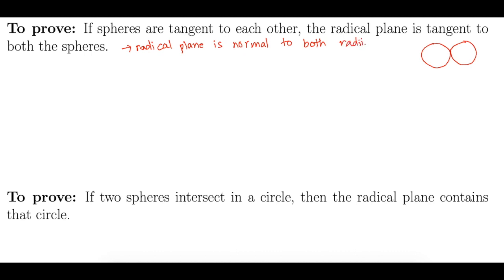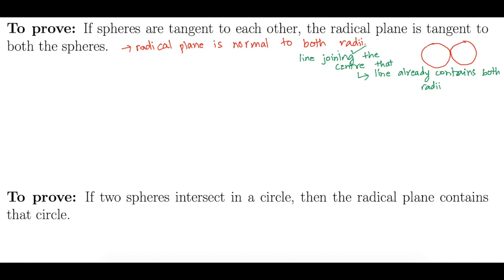But we have already done it. We have already done it. Why? So we know that the radical plane is normal to the line joining the centers. Correct? We have already shown that. But the line joining the centers already contains both radii. So this means this statement is true.